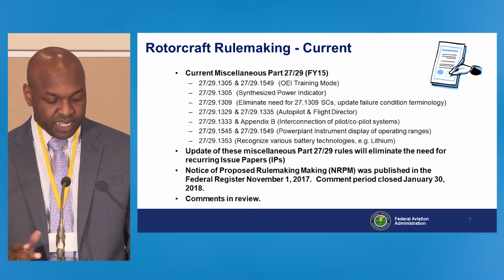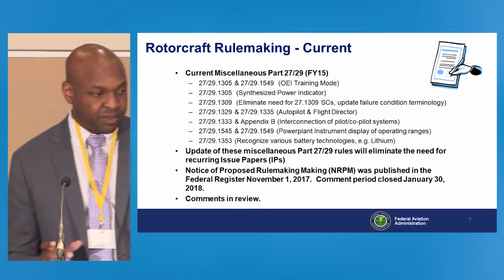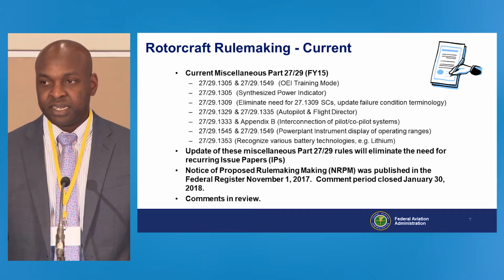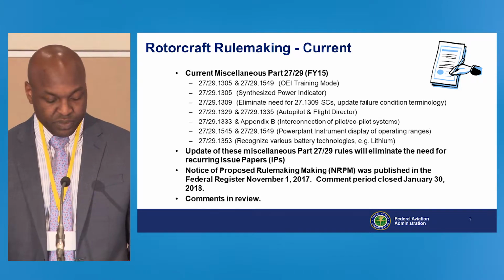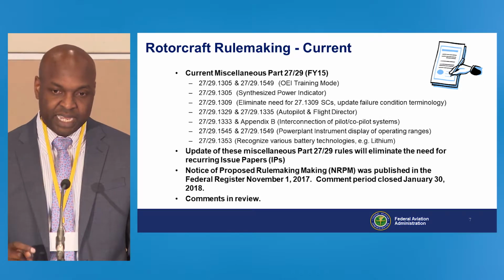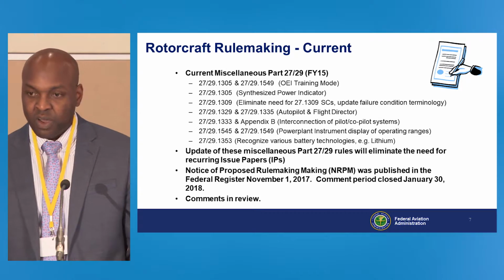Let's see here. So next I'm going to talk about some of the rulemaking activities that we have ongoing in our office. The first rulemaking activity that I'm presenting here is the miscellaneous Part 27, Part 29 rule. We're actually on the tail end of this rulemaking effort. First, I want to give a little background on this rule. Back in 2011, there was a presidential executive order that ordered all U.S.